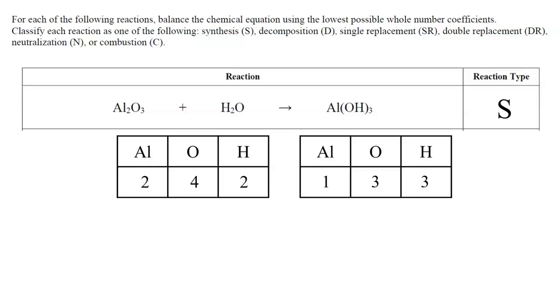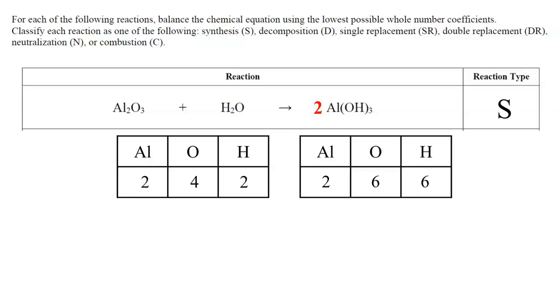The first thing I'm going to do is try to balance the aluminum. So I see 2 aluminums on the left, and I would like to get 2 aluminums on the right. So I'm going to put a coefficient of 2 in front of the Al(OH)₃ formula. This will give me 2 aluminums, but it also increases the number of oxygen and hydrogen. So on the right side of the equation, instead of 1, 3, and 3, I now have numbers of 2, 6, and 6. 2 aluminums, 6 oxygens, and 6 hydrogens on the right.